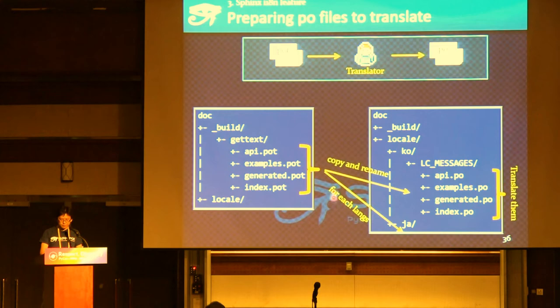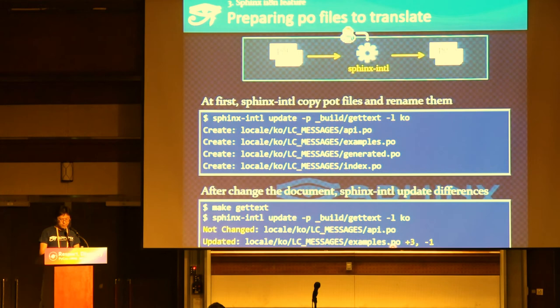When the original POT files are updated by changes to the original document, you should update the PO files too. If you do it manually, it's very hard. You can automate it by using sphinx-intl. At first, sphinx-intl copies POT files and renames them. When the document is changed, the translator can use sphinx-intl to update PO differences with the same command. Just type this line repeatedly. It's the first time sphinx-intl generated these translation version PO files. And after that, the document changes. The same command updates the already translated PO files.